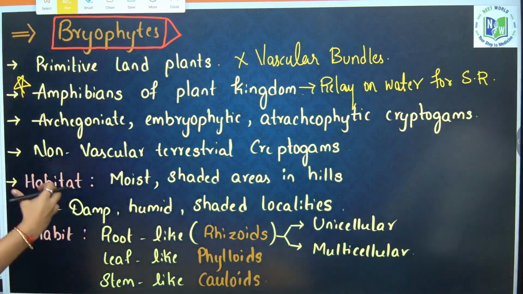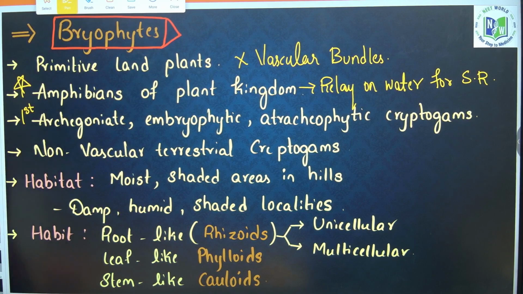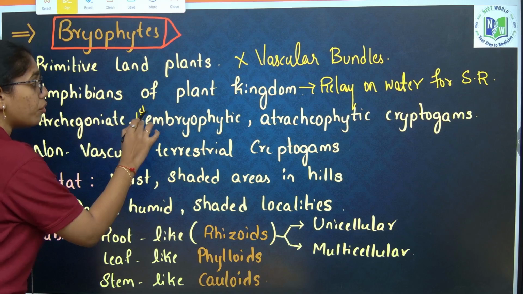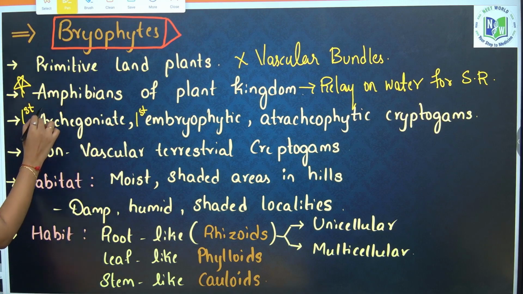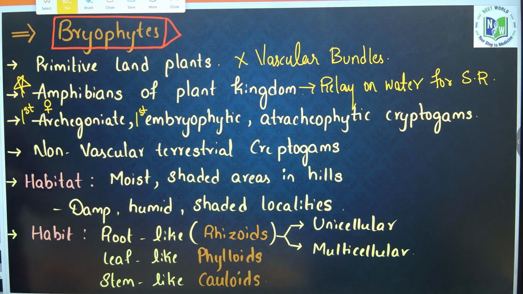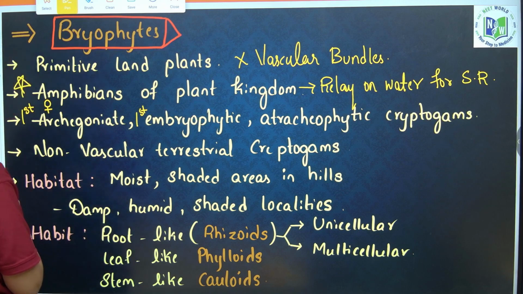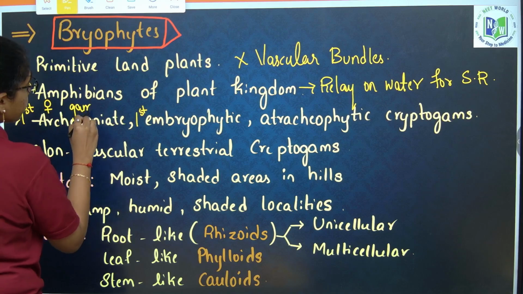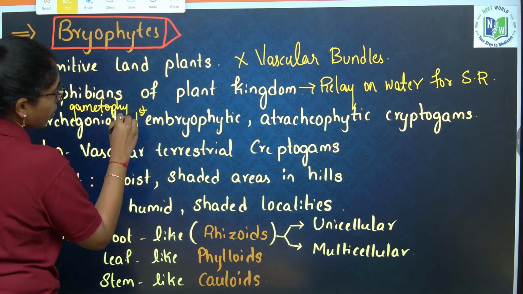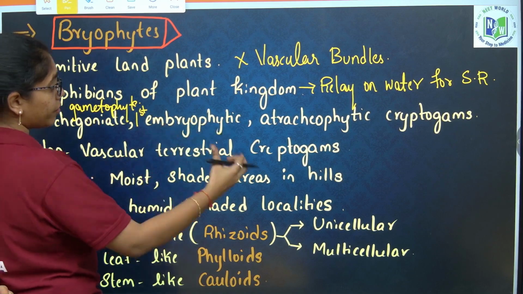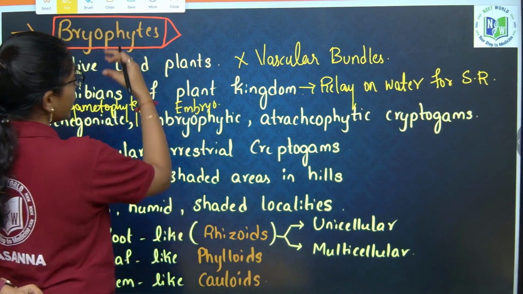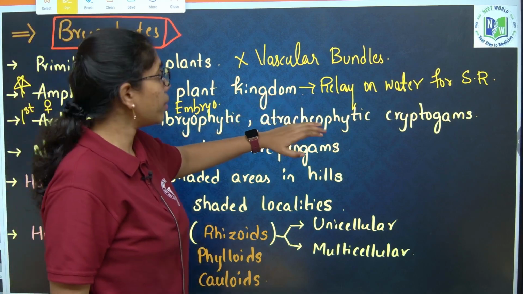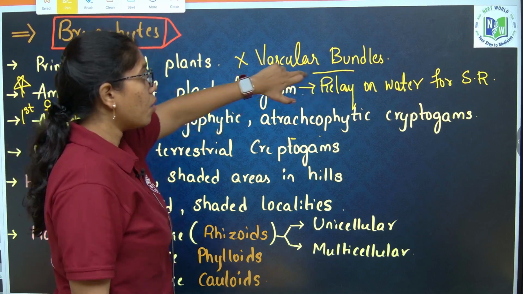Next, they are the first archegoniate and first embryophytic atracheophyte cryptogams. First archegonia, that is a female gametophytic structure. What is archegonia, beta? Archegonia is a female gametophytic structure. And first embryo formation after zygote formation. First embryo formation is seen in bryophytes, and these are atracheophytes because there are no tracheates, there are no vascular bundles.